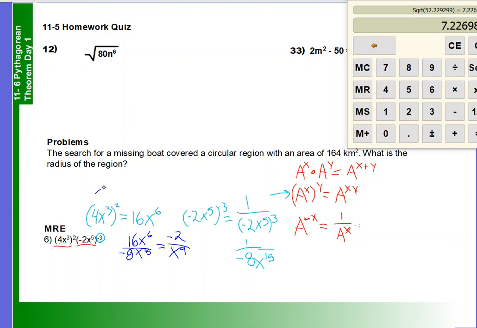So again, you'll get 1 point for the correct work, 1 point for the correct answer. I hope that all of you have 8 out of 8.